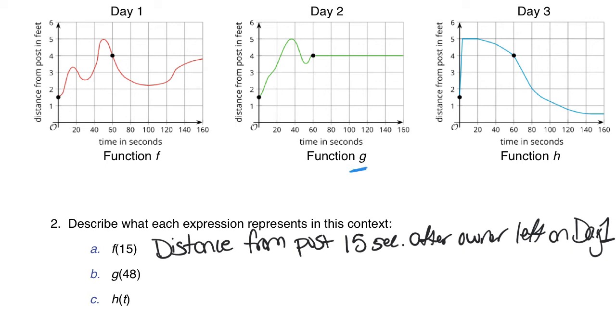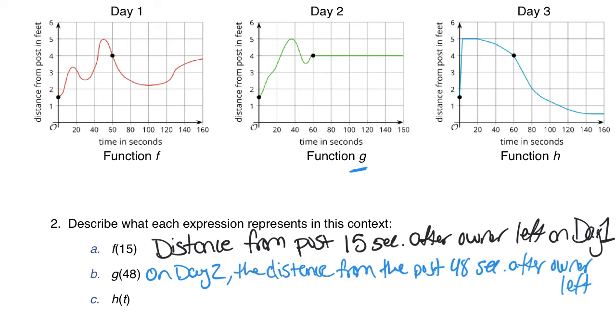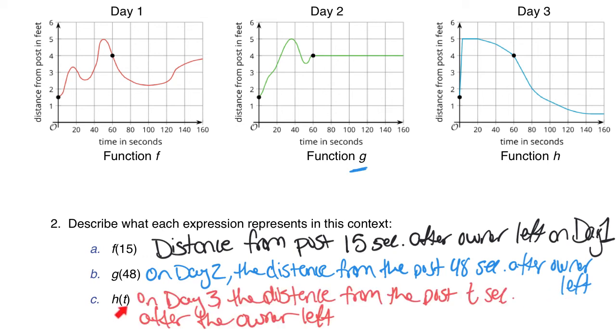B says g of 48. So that's talking about function g. So we'd say on day 2, this time we're putting the day first, the distance from the post 48 seconds after the owner left. And C says h of t. So h is referring to function h, day 3, and t is just saying t seconds, so any number of seconds. So in words, it would be on day 3, the distance from the post t seconds after the owner left.